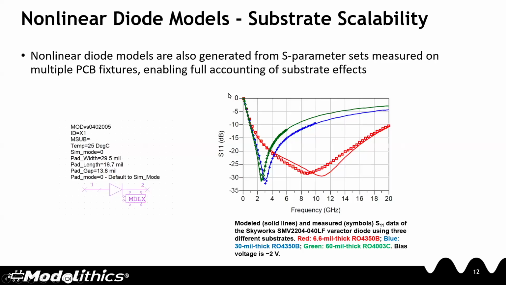Let's also talk about substrate scalability. These diode models are also substrate scalable. So for example, we're showing that same varactor diode on the left, and on the right, we're showing S11 data for 3 different substrates. So the red trace corresponds to a 6.6 mil thick Rogers 4350B substrate. The blue trace represents a 30 mil Rogers 4350B substrate, and the green trace corresponds to a 60 mil thick 4003C substrate. And in this case, the bias voltage is -2 volts.